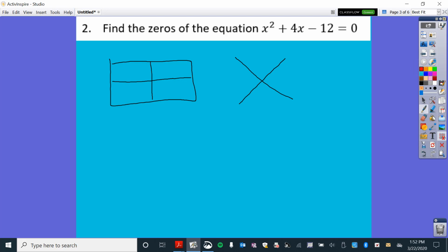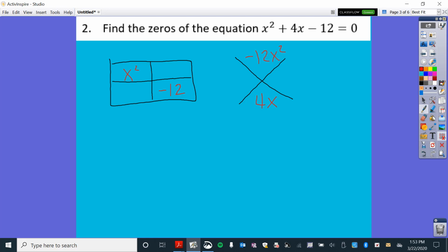So we're going to plug our first term, the x squared, in the first box, and we're going to plug the last term, the negative 12, in the last box. Remember, now we're going to move to our x. The top of our x is our first times our last, so negative 12 times x squared, which is just negative 12x squared. And then the middle term goes on the bottom, which is your 4x.